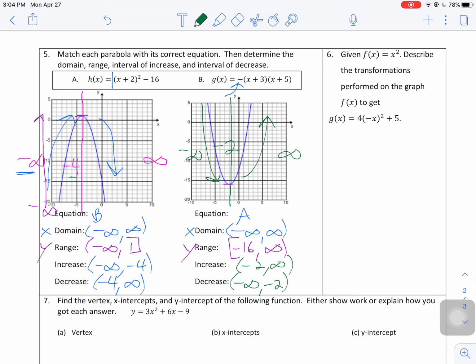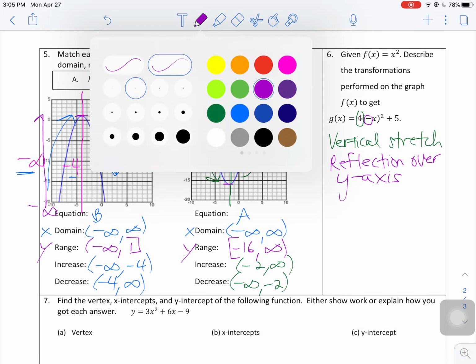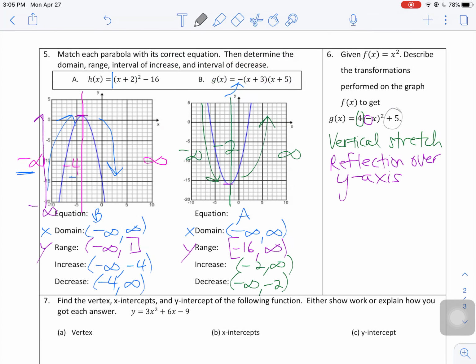Number 6 is kind of squeezed off here on the right side. It's another transformation question. So the 4 in the front, since it's bigger than 1, that's a vertical stretch. The negative sign, it's inside the parentheses directly in front of the x. So that's a reflection over the y-axis. And then the +5 in the back is a vertical translation up 5.